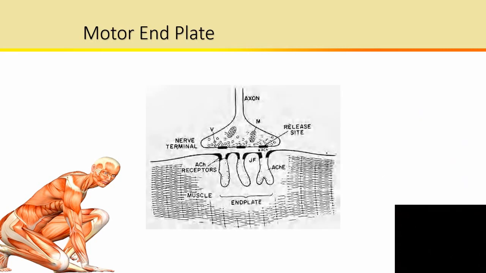This is the motor end plate here. Here's the axon, or the nerve terminal. This would be the synaptic cleft right here, and then at the corners we have areas of receptors for the acetylcholine to attach to once they're released from all these little vesicles up here in the area of the axon terminal.